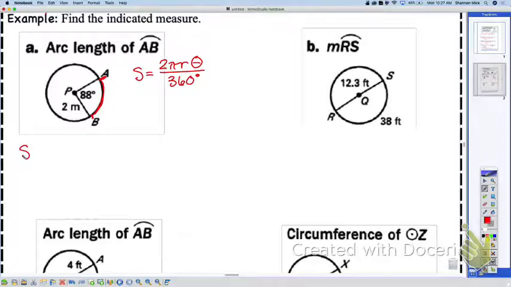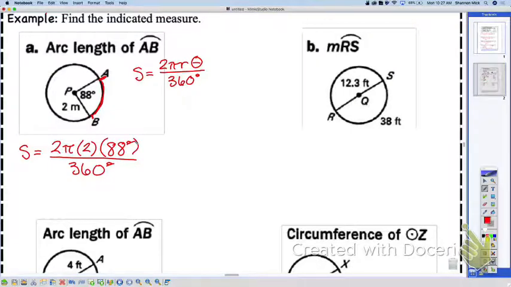So S equals 2 pi, and pi is a number, right? What's r? 2. What's theta? 88 degrees. This is kind of important, guys. Over 360 degrees. Degrees is a unit of measure, so these units of measure reduce. Like this reduces and that reduces. Make sense? It'd be the same as inches.